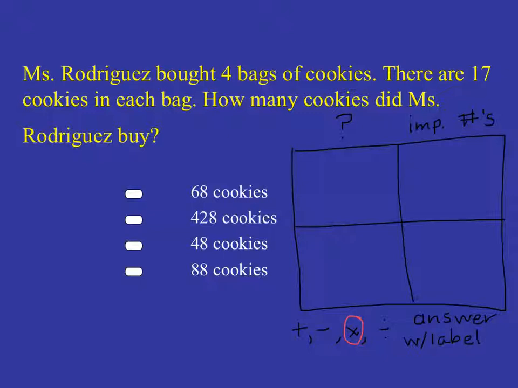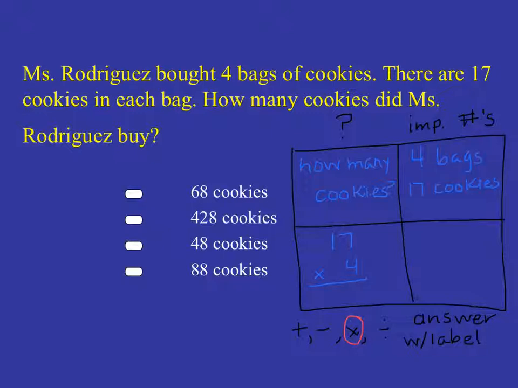Alright, so the question that we're being asked is, how many cookies did Ms. Rodriguez buy? And our numbers right now are 4 bags, and there's 17 cookies in each bag. I gave you a hint, it's probably going to be multiplication. Let's go ahead and set up our problem. We're going to put the 2-digit on the top and the 1-digit on the bottom. And here we go with our multiplying with regrouping.